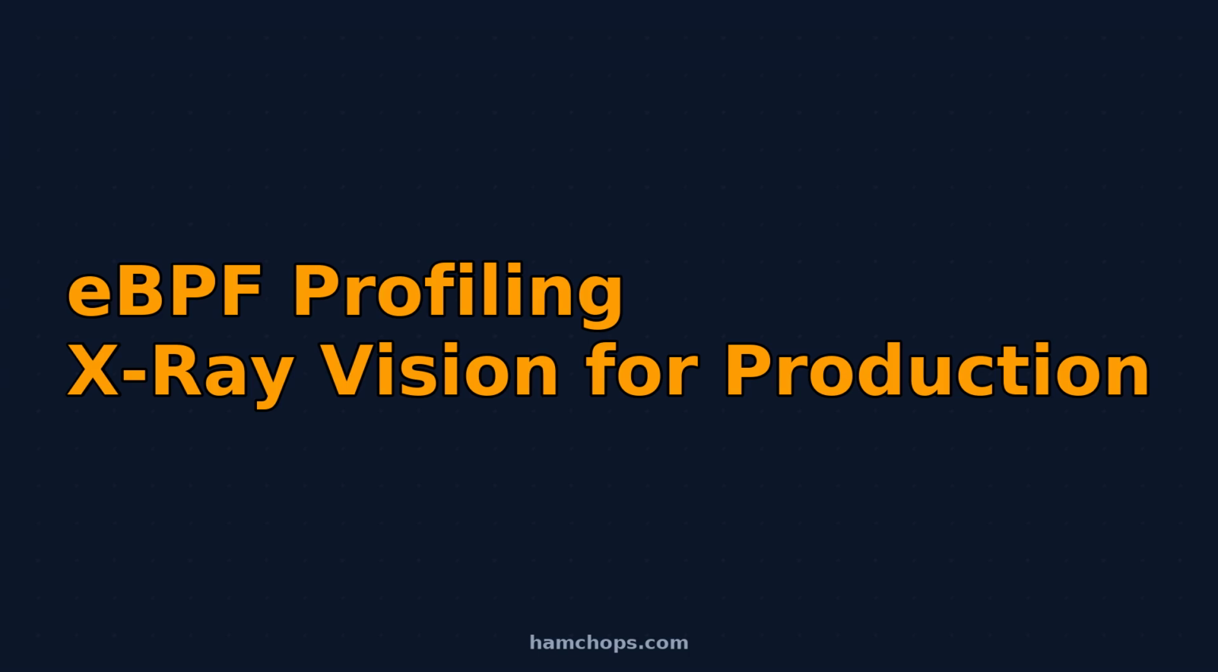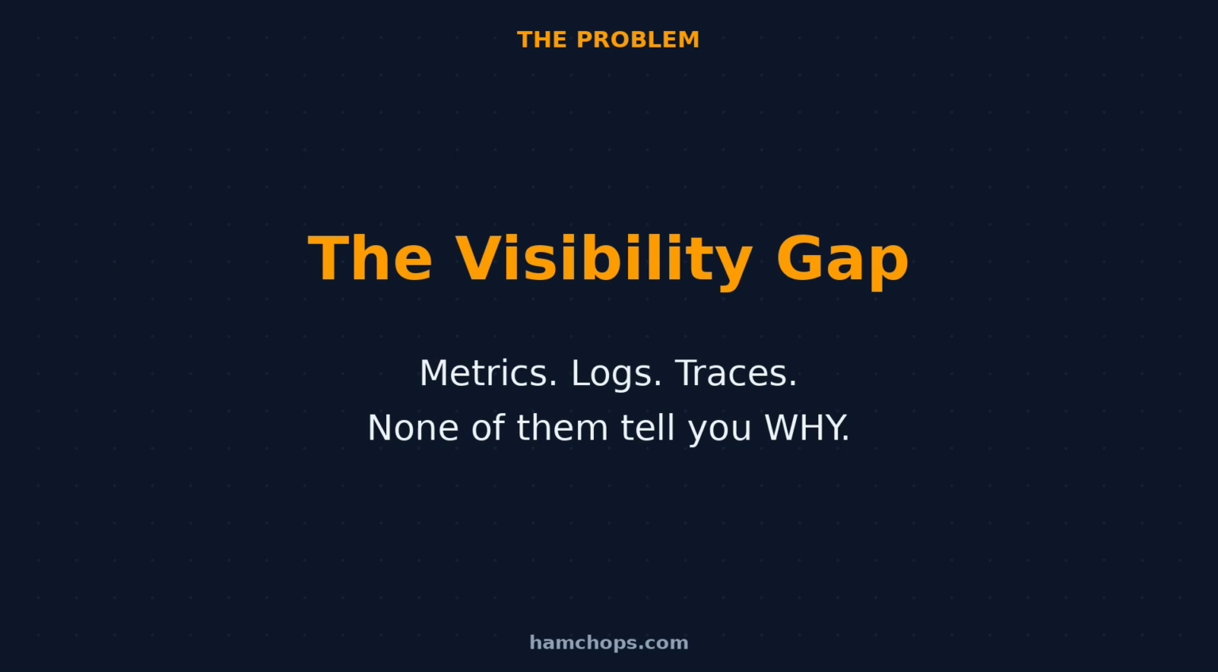95% CPU. Nothing in your logs, nothing in your metrics, nothing in your traces. You know something is wrong, but you have zero visibility into what your code is actually doing in production. This is the visibility gap. And in the last few years, one Linux kernel technology has completely solved it. It's called eBPF, and it gives you X-ray vision into every process on every server.